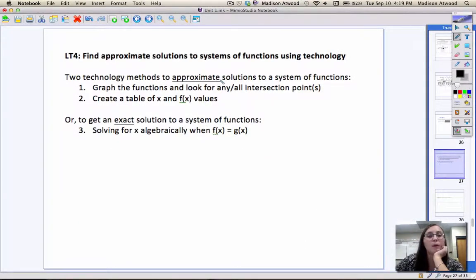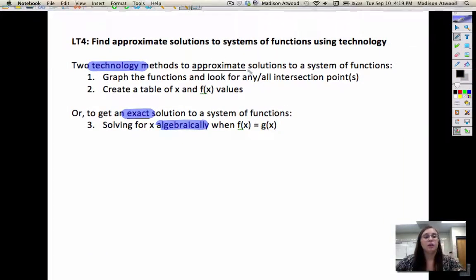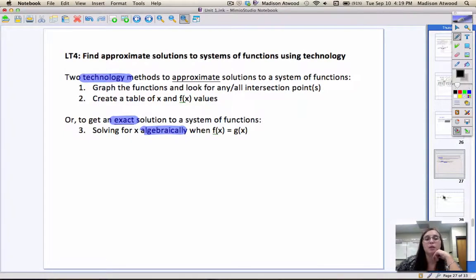So there's tons of different combinations, but we're just going to talk about how to find solutions to those. We're going to talk about how to find approximate solutions, and that's when we're going to allow you to use technology methods to do that. And then we're also going to talk about finding an exact solution algebraically, and that'll just be for basic functions, okay? So I'm just going to go through an example. I'm going to use all three of these methods. I'm going to graph them and look for intersection points. I'm going to create a table of x and y values, or f of x. Remember, this is the same as y. And then I'm also going to solve for it algebraically by setting the two functions equal to each other.